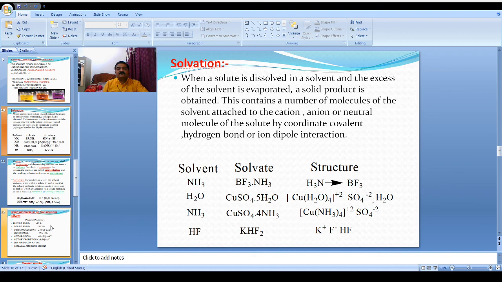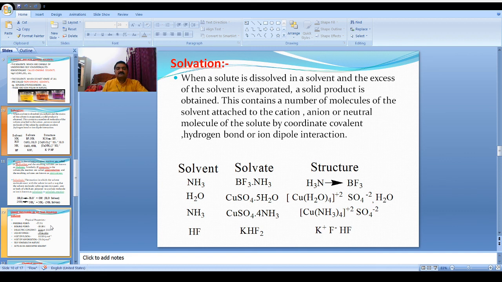The bond between the central metal ion and the donor atom of the ligand is known as a coordinate bond. And the coordination number is the total number of coordinate covalent bonds formed between the central metal ion and the donor atoms of the ligand. The central metal ions are positively charged electron-deficient centers, also known as electrophiles.